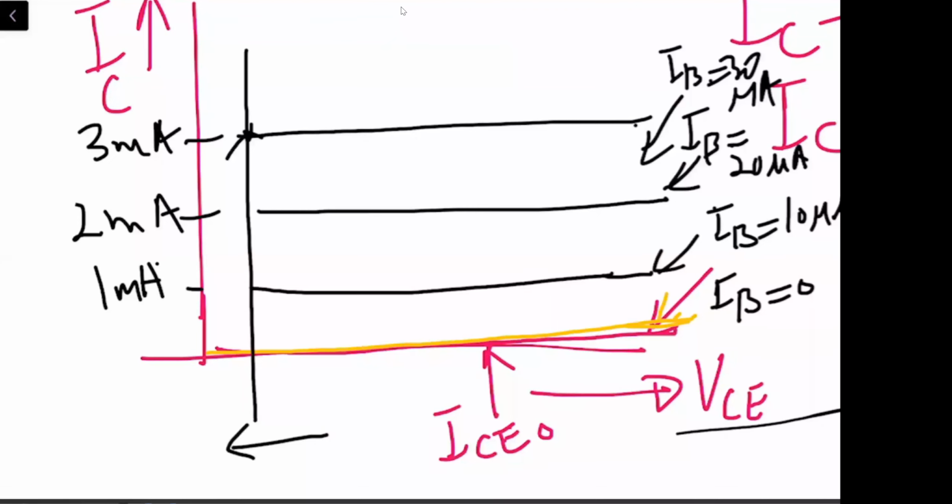Okay. So what I'm saying is that we are reducing the value of VCC, the biasing voltage, right? And we are at the point where IB is equal to 30 microamperes. So this means IC is somewhere close to 3 milliamperes.